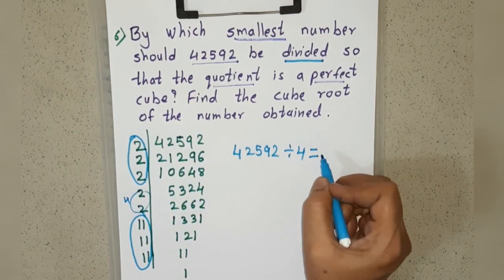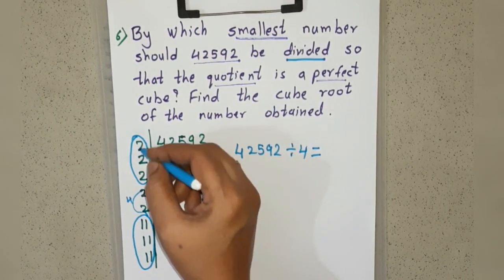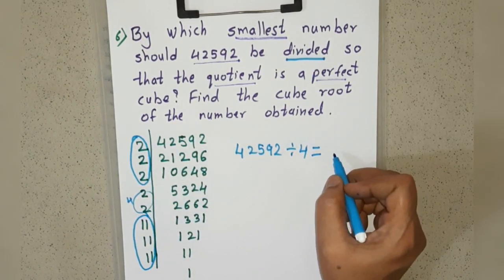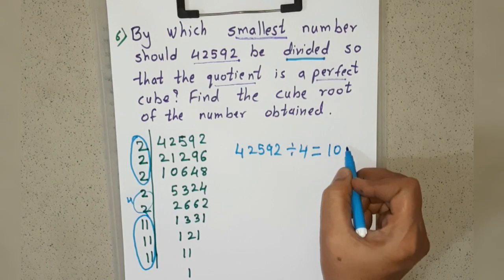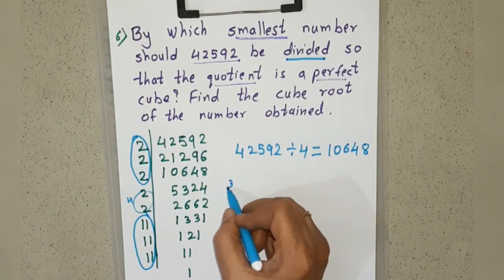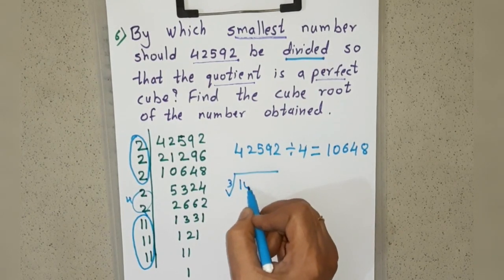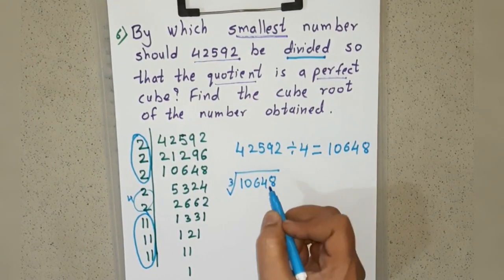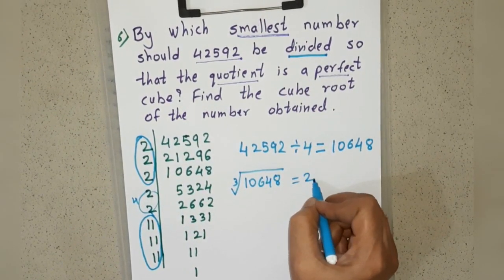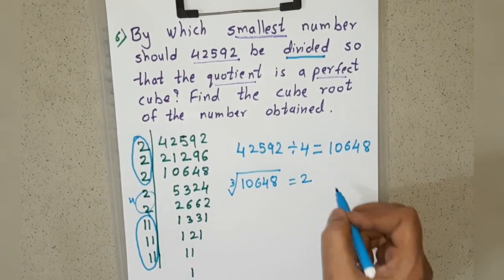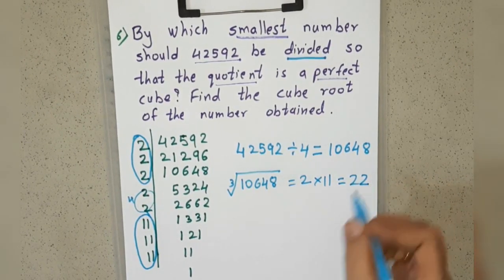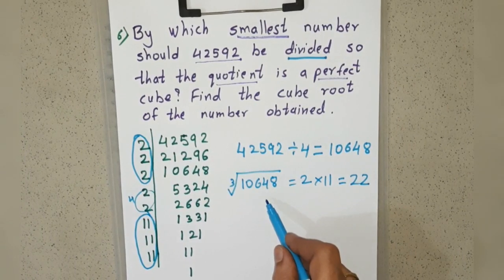On dividing by 4, what are we going to get? Just look at this. Find the product of this 2: 8 into 1331, which you get as 10648. This is a perfect cube. And to obtain the cube root of 10,648, we take 1 out of this triplet of 2 and 1 out of this triplet of 11, and we get it as 2 into 11. 22 is the cube root of 10,648.